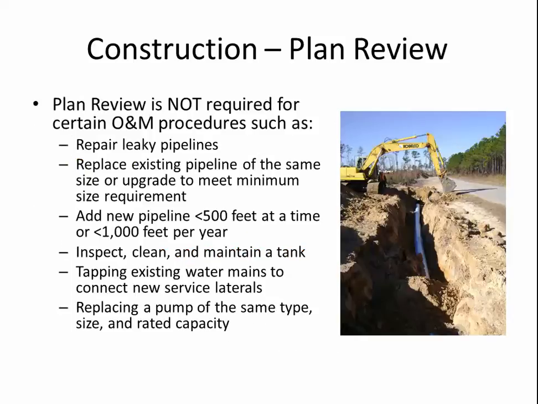So obviously we can't go through that process for every single little thing that you need to do to take care of your system. So keep in mind that plan review is not required for certain O&M procedures, and here's a list for you. Like if you have to repair a leaky pipeline or replace existing pipeline that is exactly the same size, or you're upgrading to meet the minimum size requirement. This third bullet is important. Anytime you're adding new pipeline that's less than 500 feet at a time or less than 1,000 feet per year, you do not need plan approval for that.